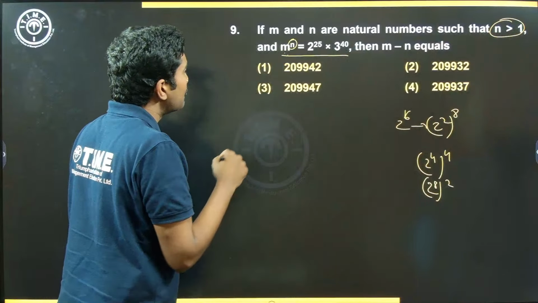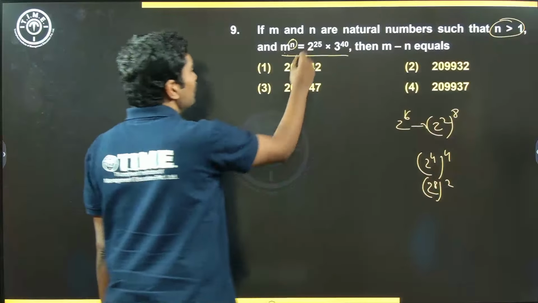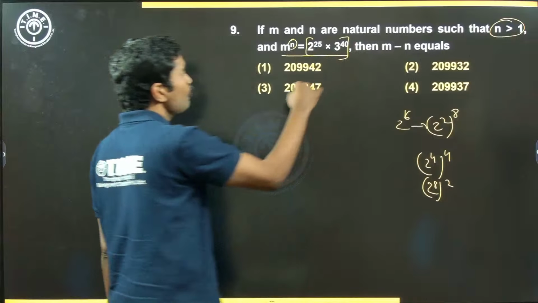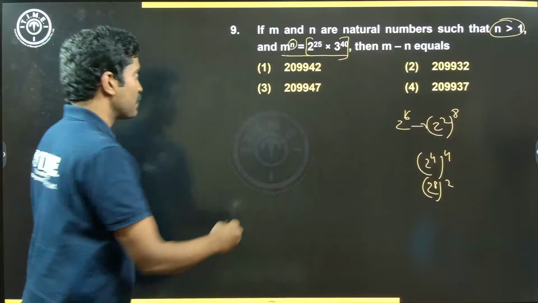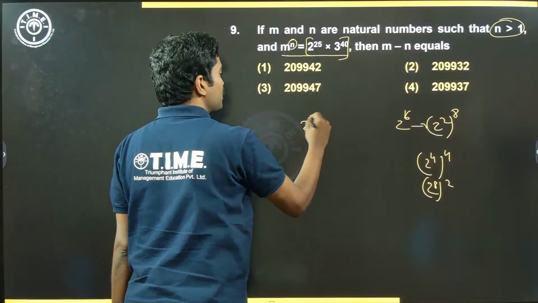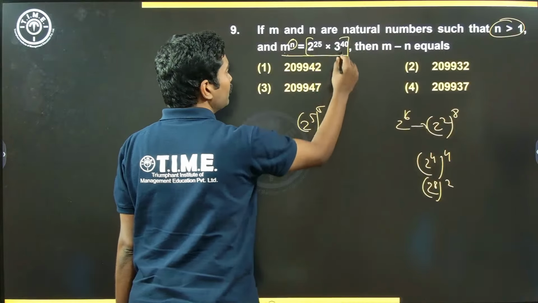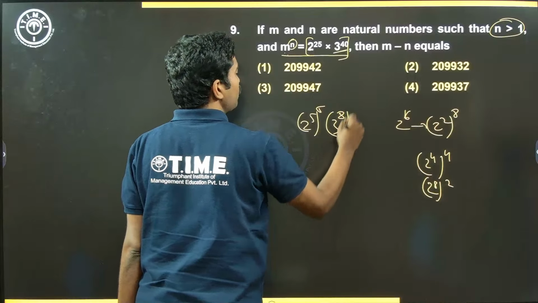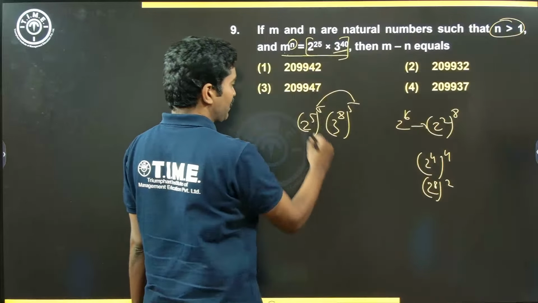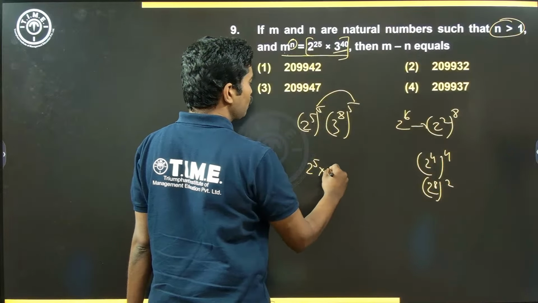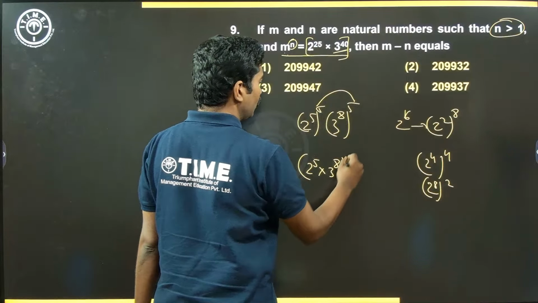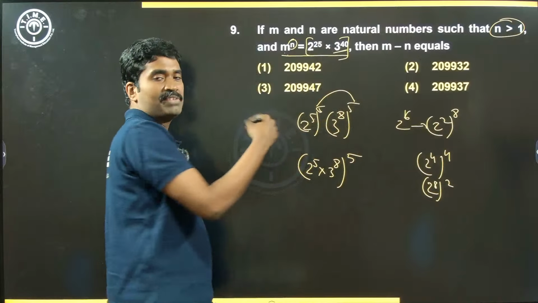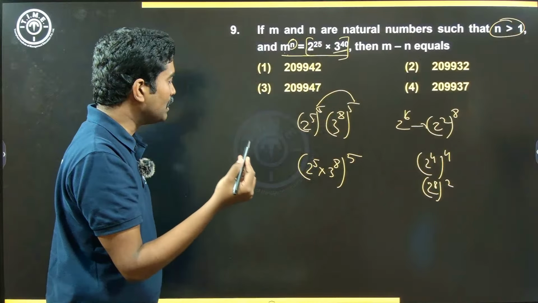However, here we need to express both primes 2 and 3 as something. I can express 2 power 25 as 2 power 5 whole power 5. 3 power 40 also I can express as 3 power 8 whole power 5. Is that the only way? Yes, this 5 is common. So my n can be 5, in which case my number can be 2 power 5 into 3 power 8 whole power 5. 25 is 5 into 5, 40 is also 8 into 5.